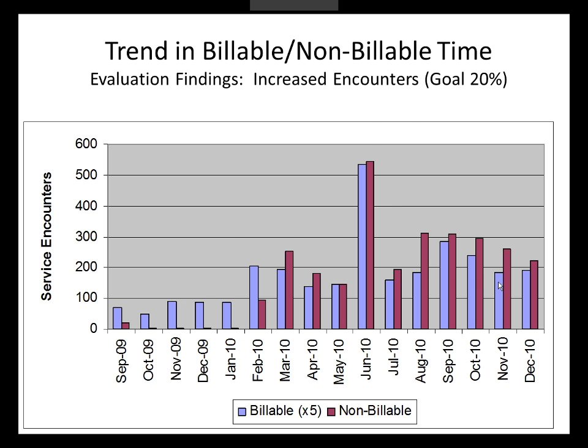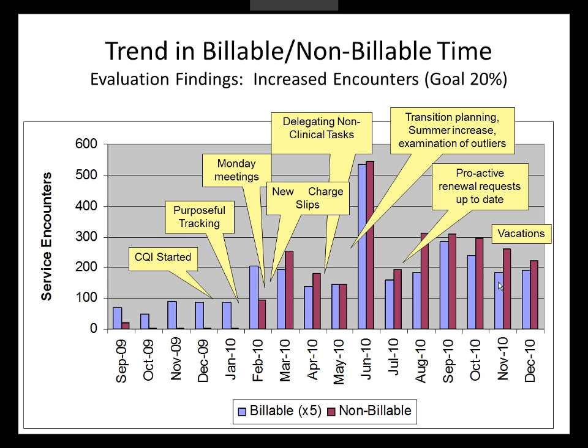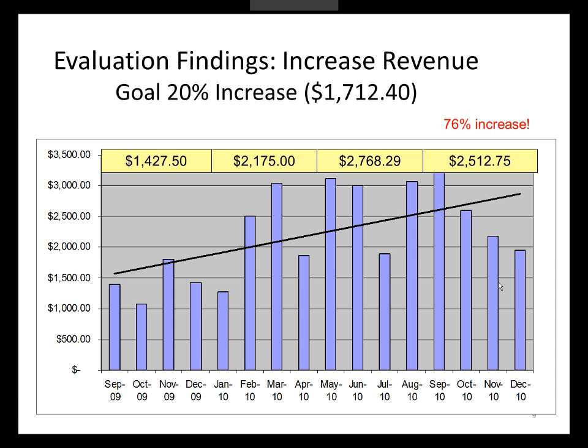So over time, with each CQI rapid cycle improvement, we were able to see increase in billable and non-billable hours over the year that we did the intervention. And we had set a goal to have a 20% increase in revenue. We met that goal in the first quarter of doing the intervention, so CQI definitely worked in this case. By the end of the year, we had a 76% increase in revenue.